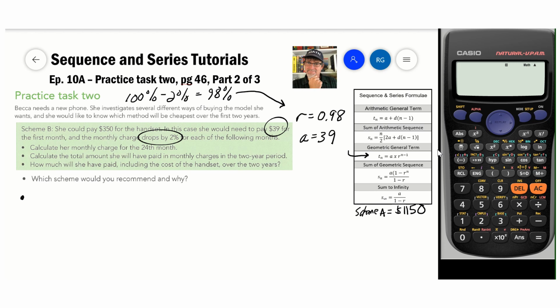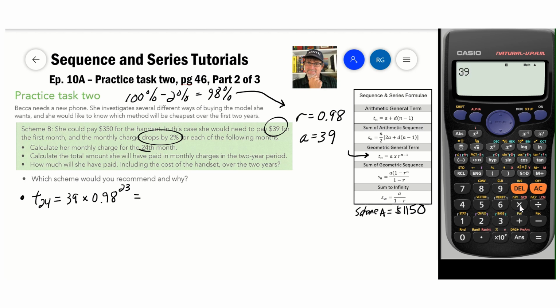All right, so we're ready to have a look at this first part of this problem here. Calculate our monthly charge for the 24th month. Well, that's the 24th term. So we're just going to plug in our A, our R, and our N into this geometric general term formula. So it starts out with A, that's 39, and then it's times R, that's 0.98, and that is raised to the power of N minus 1. Well, here's our N, 24, minus 1 is 23. So let's go to the calculator.